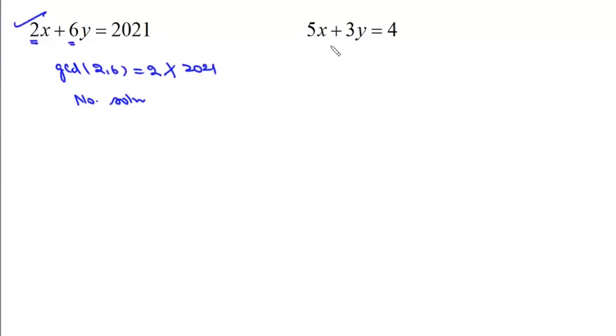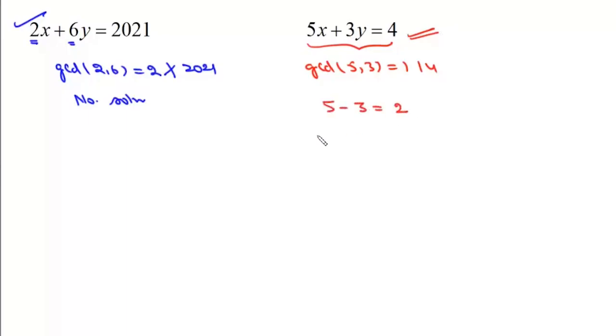Now we'll take another example, which is 5x plus 3y equals 4. In this case, GCD of 5 and 3 is 1. Now 1 clearly divides 4. So this equation will have integral solutions. Now in order to write its general solution, we need to find a particular solution, that is x naught and y naught.